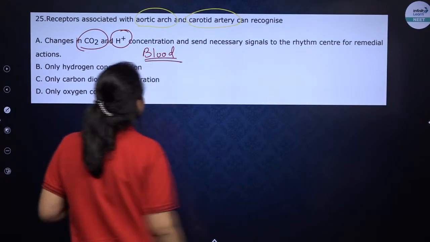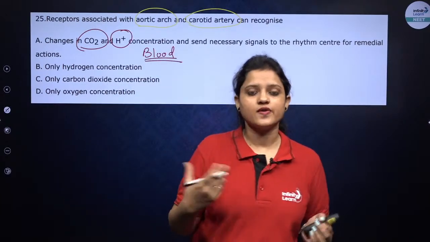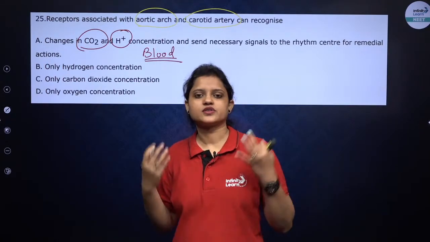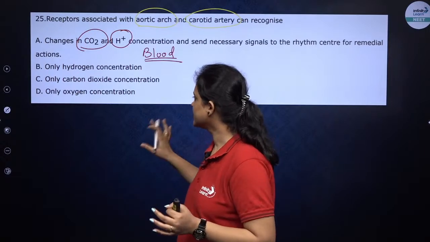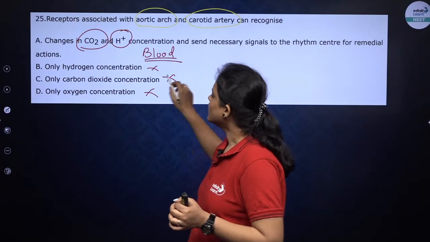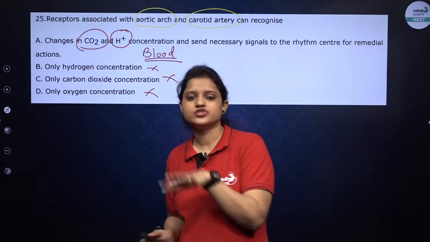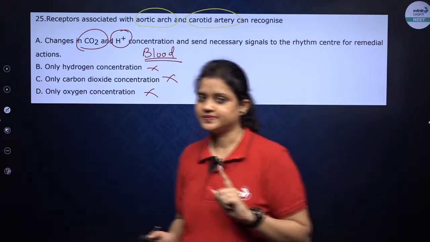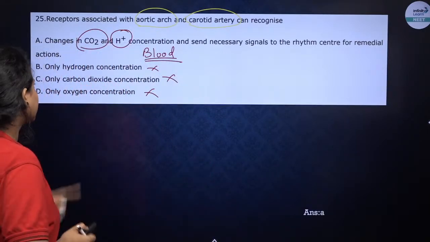Okay, these receptors can only recognize the H plus ions and the carbon dioxide concentration in blood. It cannot recognize the concentration of oxygen or chloride ions or any other ions. It can recognize both carbon dioxide and hydrogen ion concentration. Remember, not oxygen. Okay, now let's move on to our next question. Correct option here was A.